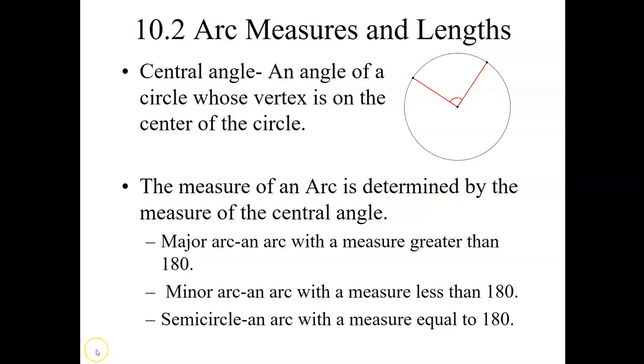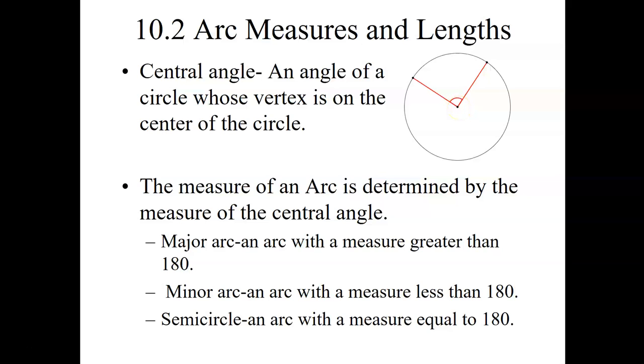All right, so here's a recap of section 10.2. In this section we talked about central angles, and various types of angles and their relationships within circles. It's important to recognize what a central angle is: the vertex is on the center point of the circle, right here.